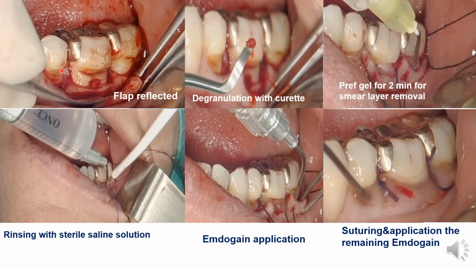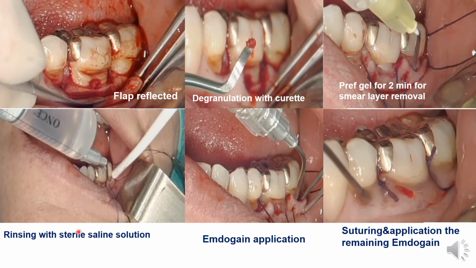The flap is reflected both buccally and lingually. Granulation tissue is removed with curette and any bacterial deposit must be cleaned. Prep gel for 2 minutes for smear layer removal. Application on the second and first molar area. Here we can see the flap is held with sutures for better visualization and best suturing of the flap.